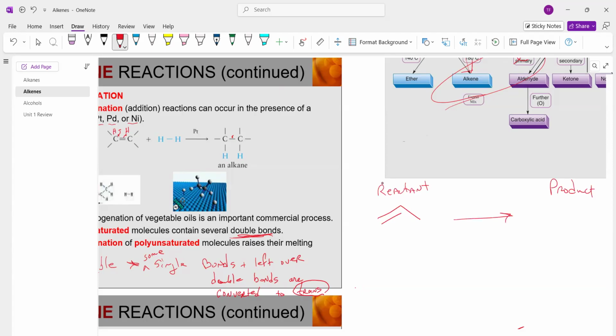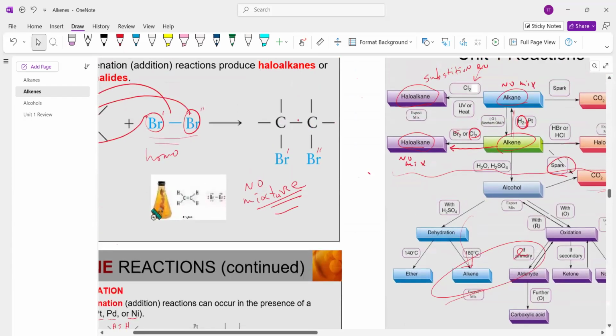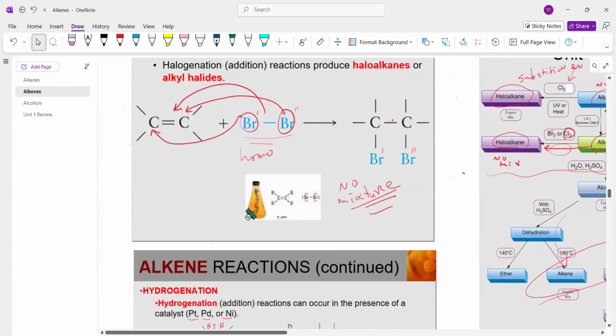And let's add chlorine gas. Now you have to look at this, which will tell you if there are any conditions. Like here, the conditions are water and sulfuric acid. Here, there's sulfuric acid and heat, etc. Whenever we add a homogeneous addition to a double bond, there's no mixture and no conditions. You just add it.